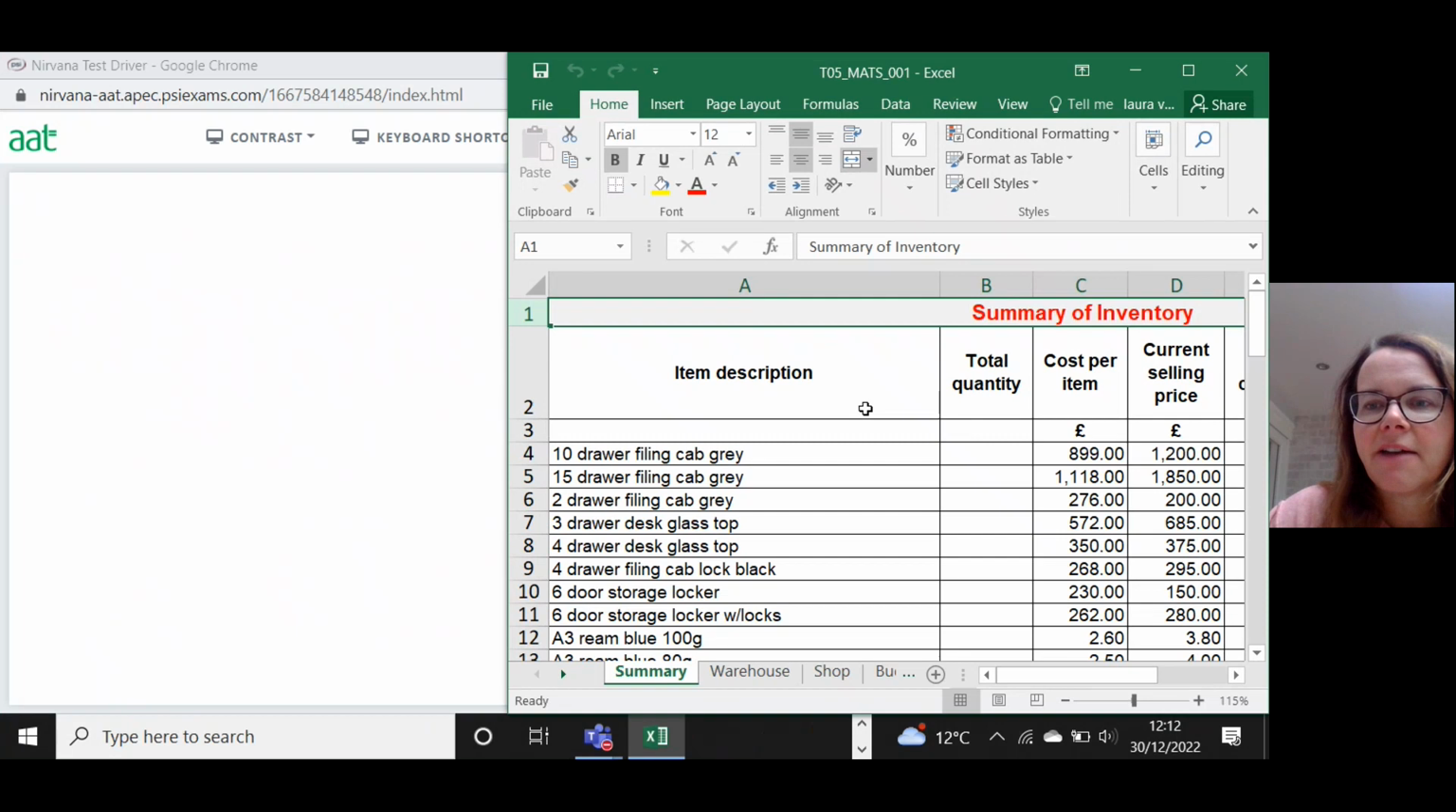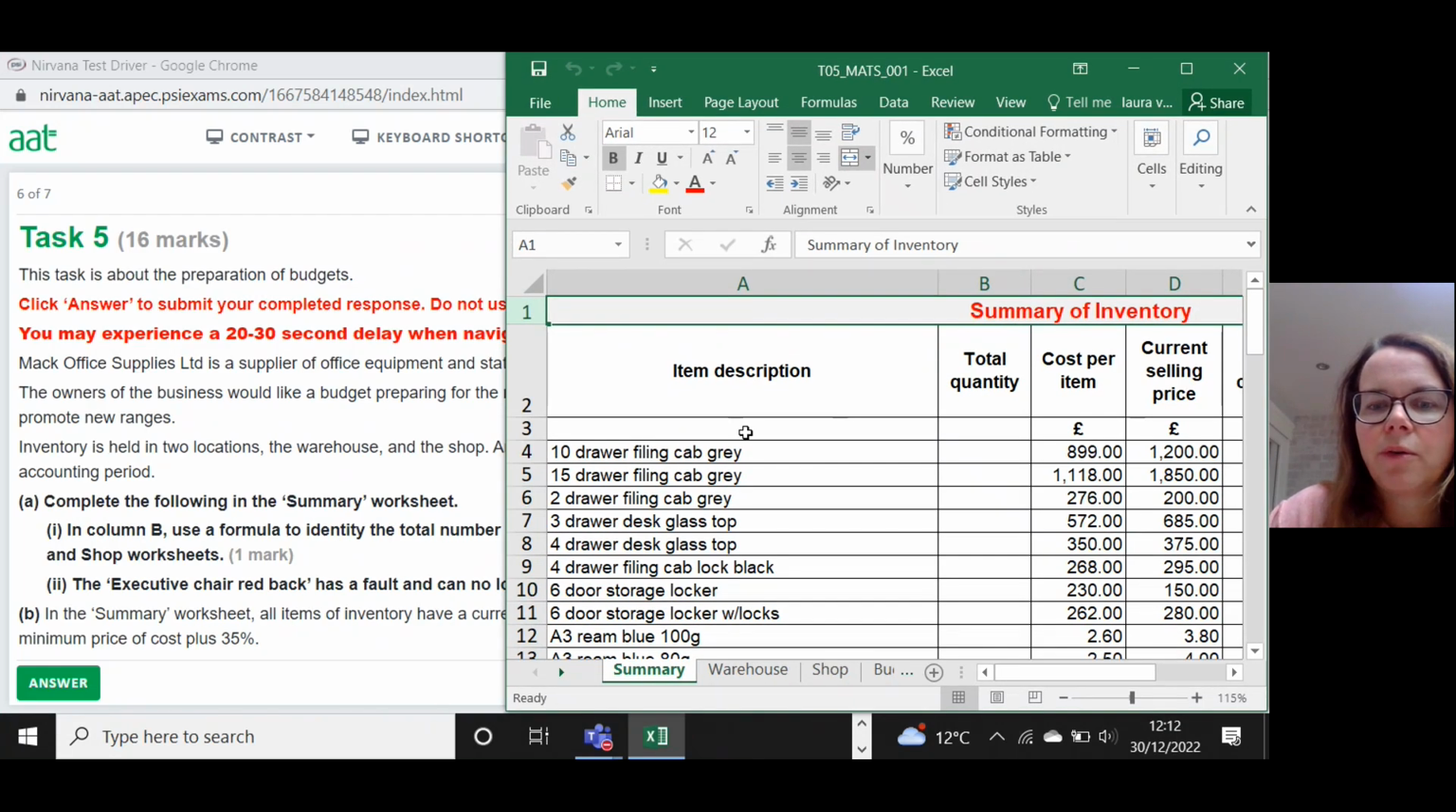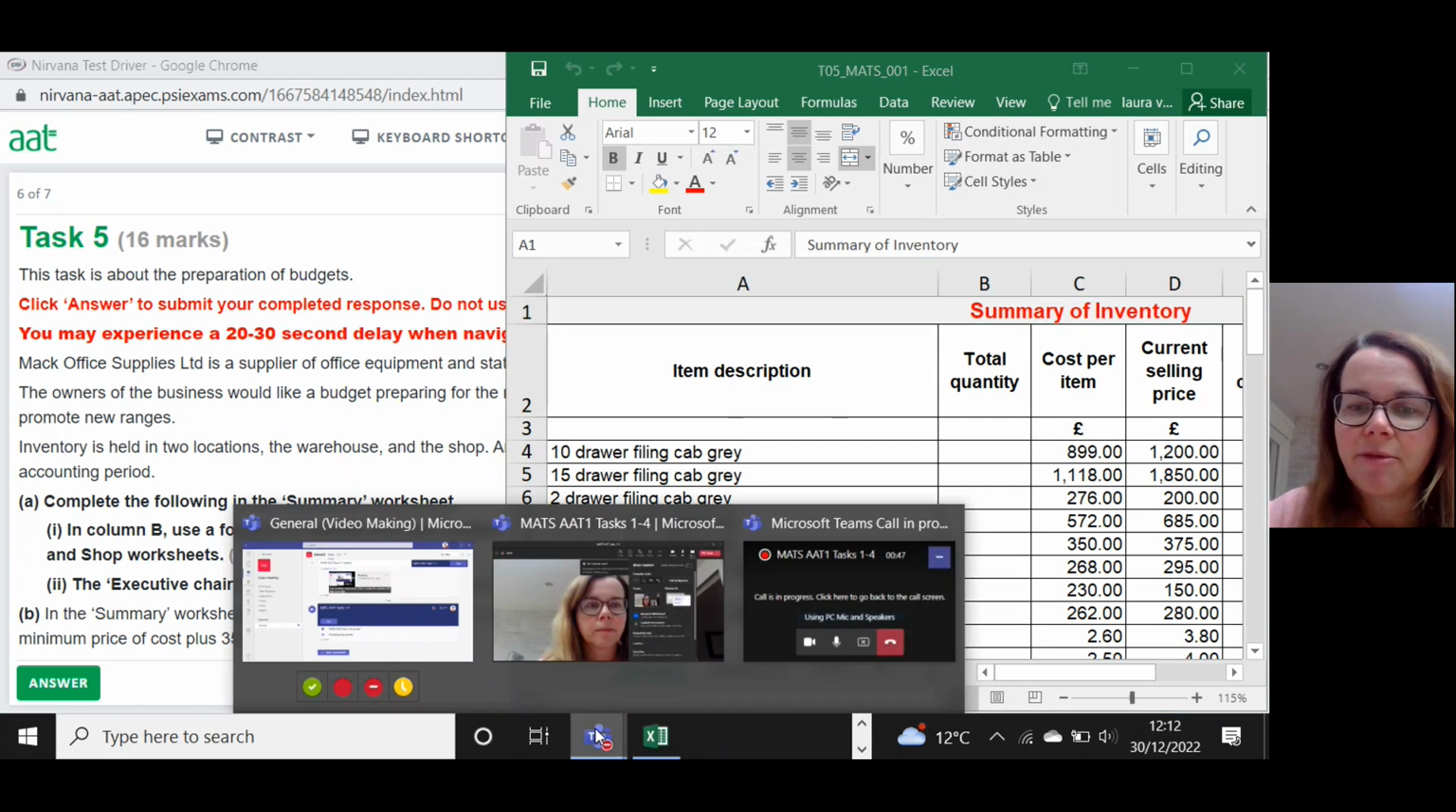When I press answer there, it automatically takes me on to the spreadsheet part. I'm going to do that in a separate video.